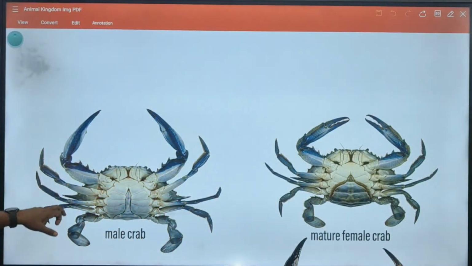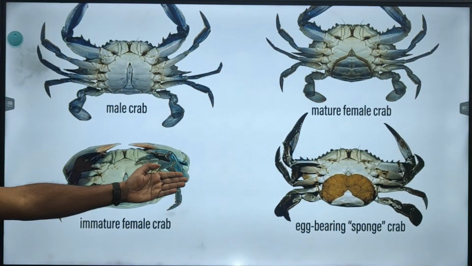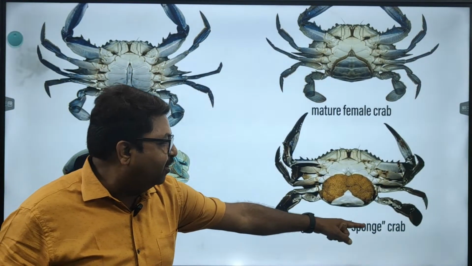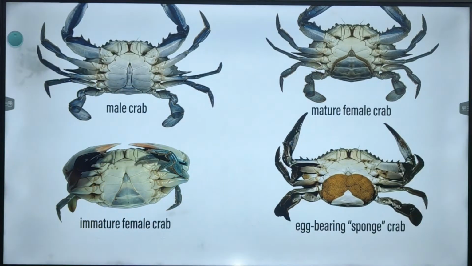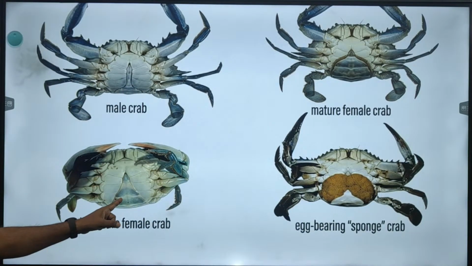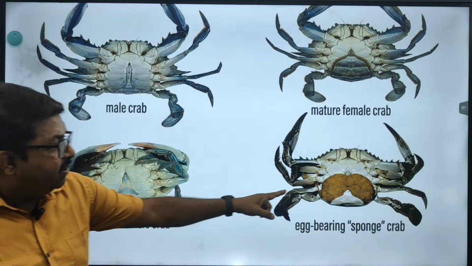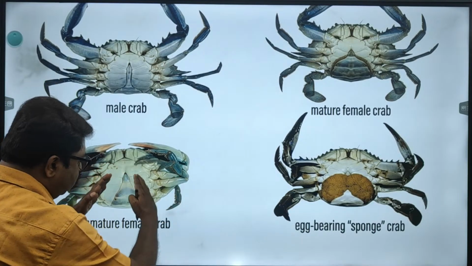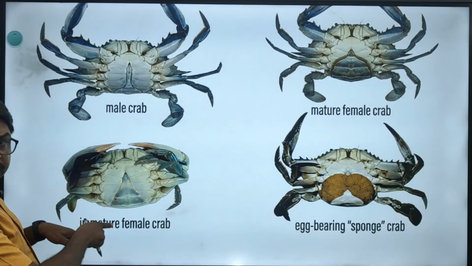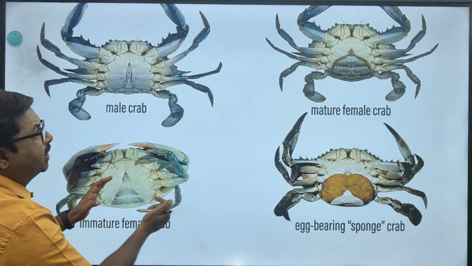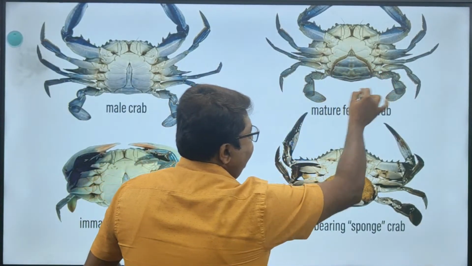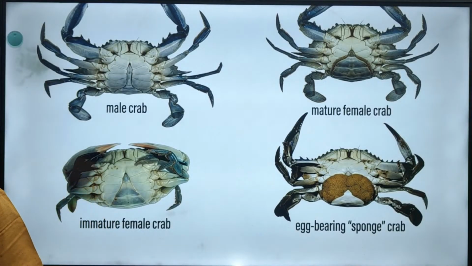Okay, so that's it. See the eggs. Egg-bearing sponge crabs. Think about it. And this is an immature female crab. See? This is not wide. This is pyramidal. But the moment it becomes mature, it is going to become wider, just like this. Got the idea? You will remember, right? Good.